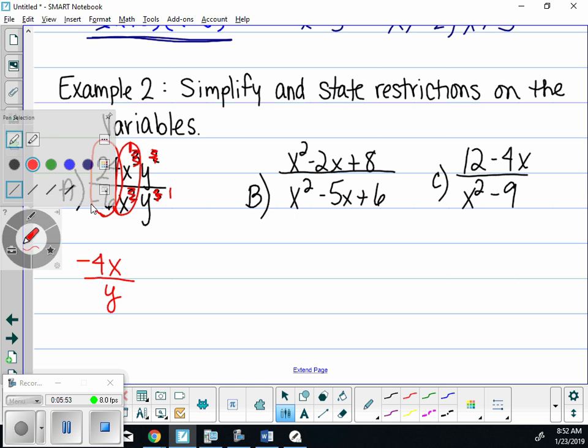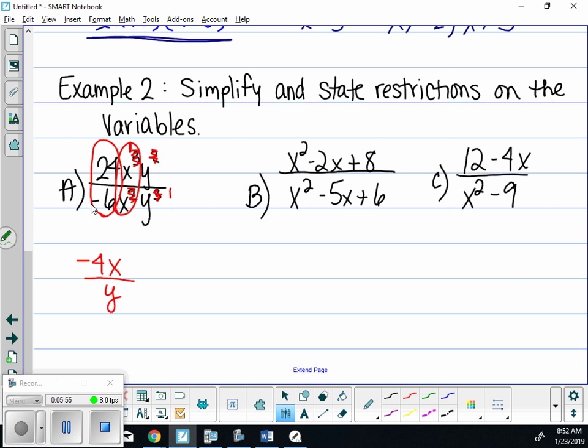But what are our restrictions? So we have x's on the bottom and we have y's on the bottom. We don't have any adds or subtracts. So x can't be 0 and y can't be 0.